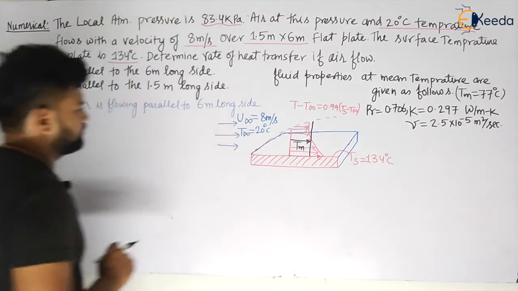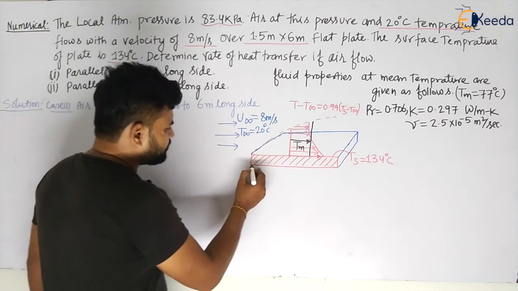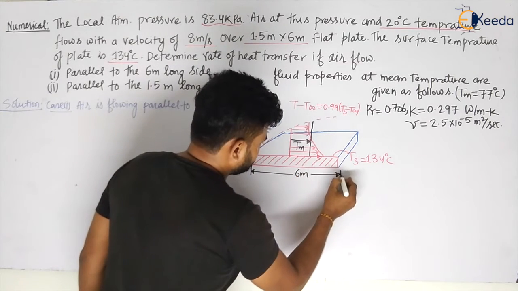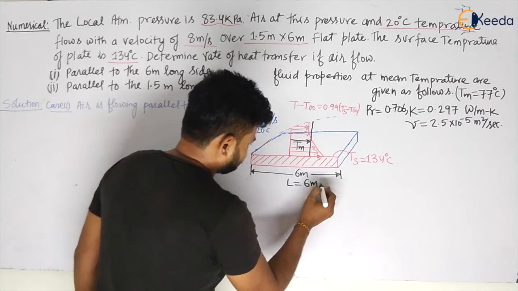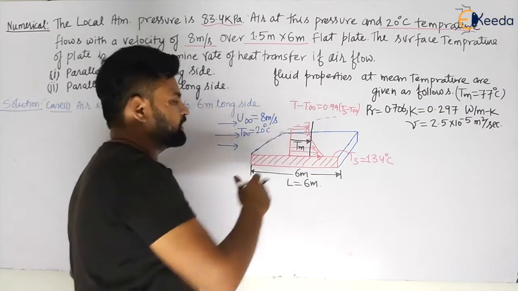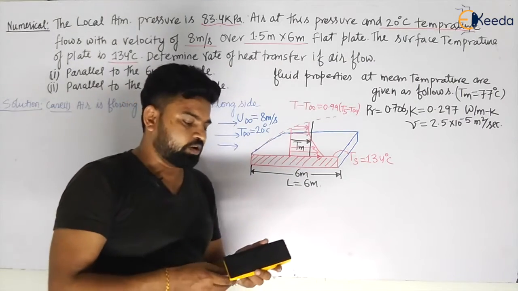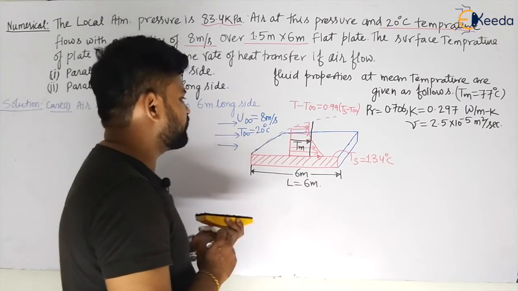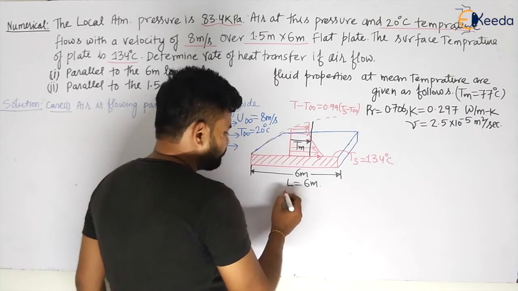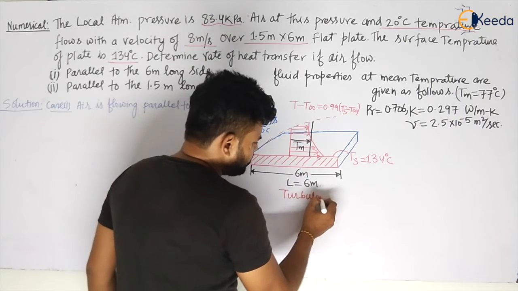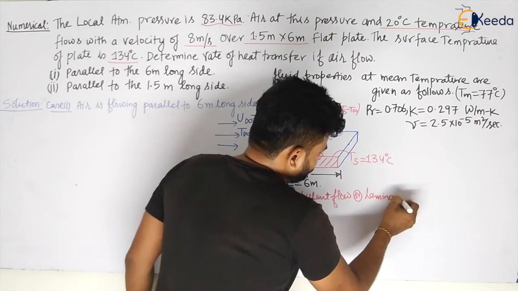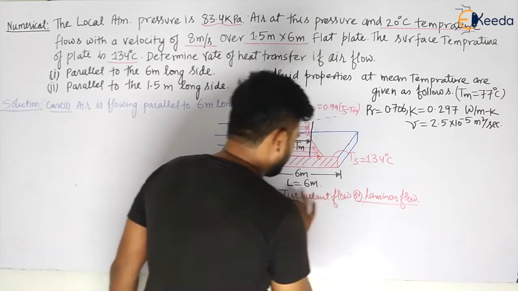Now let us understand the question carefully. As the air is flowing, when this is 6 meter long, my dear students, length is equal to 6 meter in this direction. First of all, we have to calculate what kind of heat transfer is occurring. Is it occurring by mixing of the molecules or simply layer by layer? If there is some mixing of molecules, that will tell us turbulent flow, or laminar flow, my dear students.